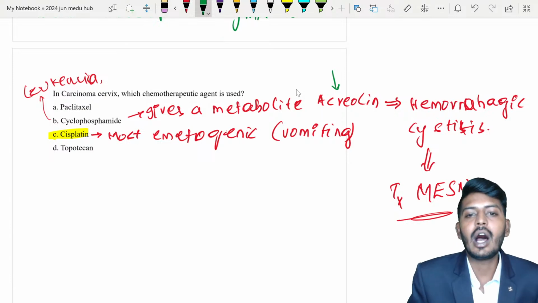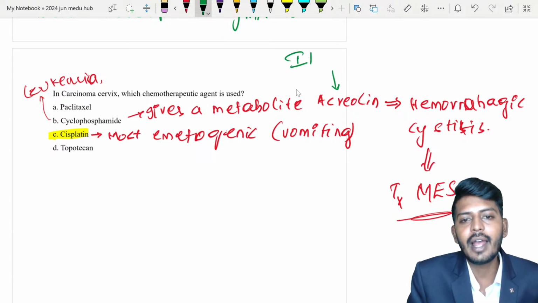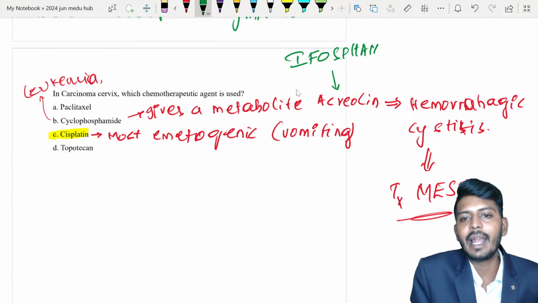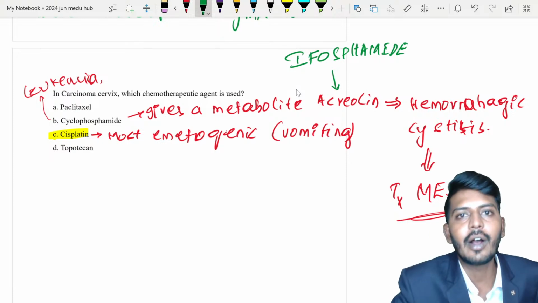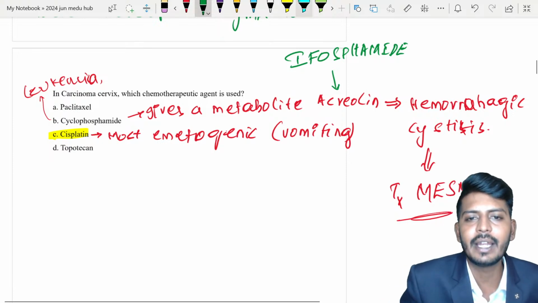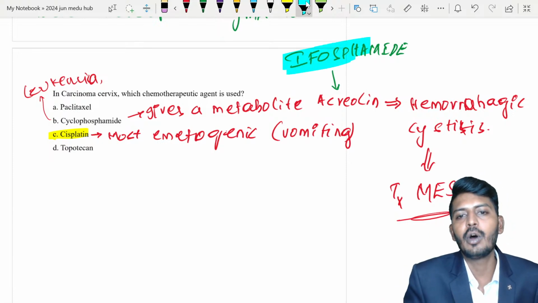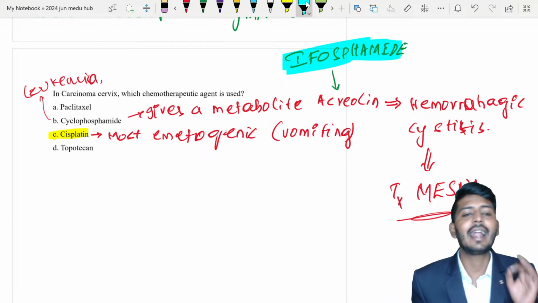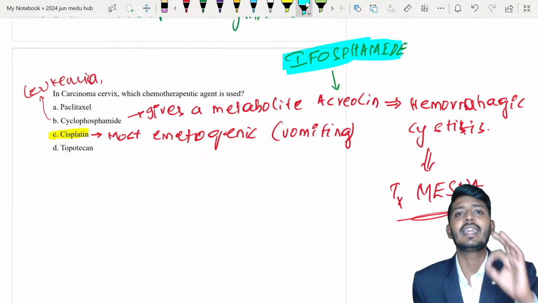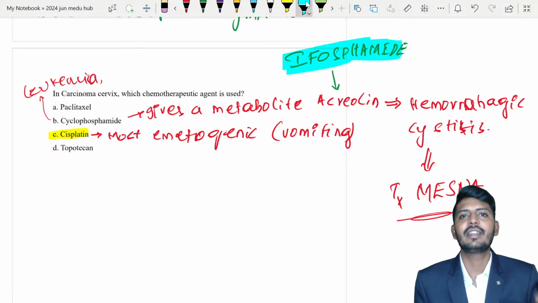That acrolein also comes from one more drug called ifosfamide. So it will definitely cause hemorrhagic cystitis. High probability with ifosfamide, it is a more potent drug. So ifosfamide and cyclophosphamide, very simple story. They give a metabolite acrolein that causes hemorrhagic cystitis.